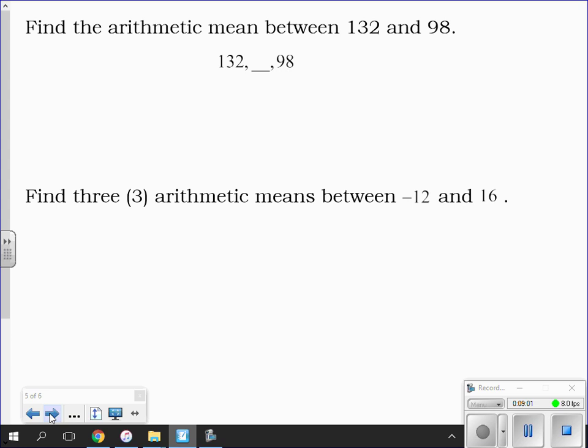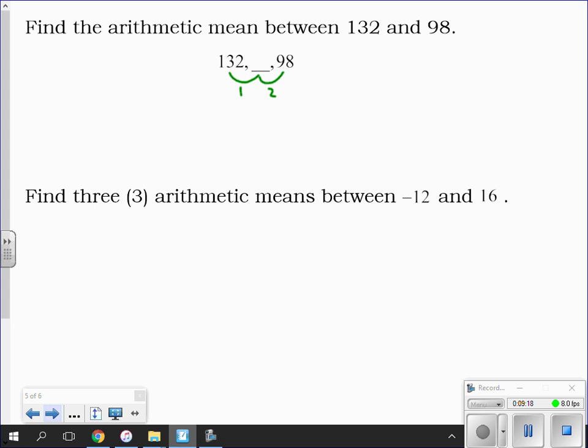Okay, find the arithmetic mean between 32 and 98. So here's what you want to do. There's a pattern to this. How many times do I have to move to get from 132 to 98? I have to move 1, 2 times.